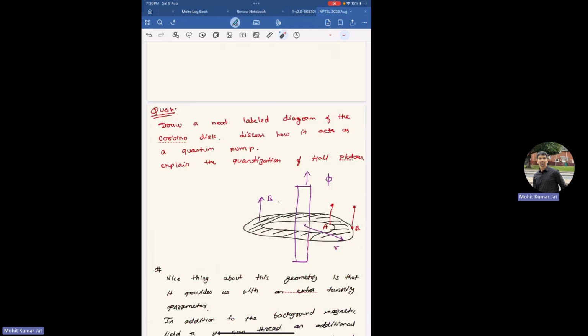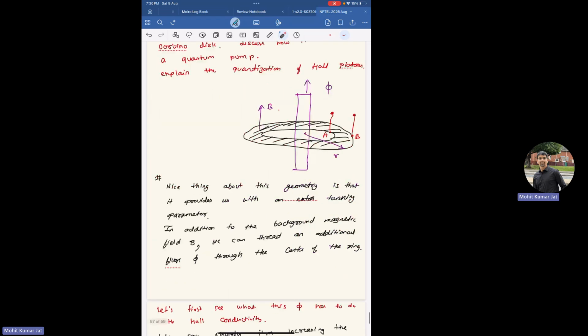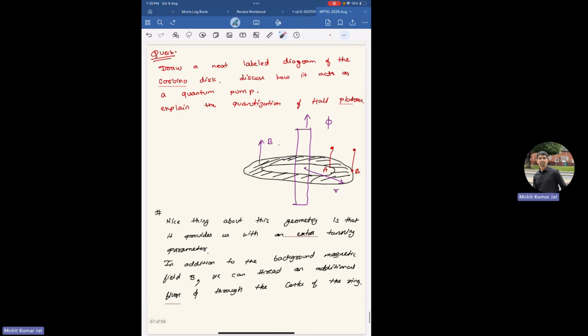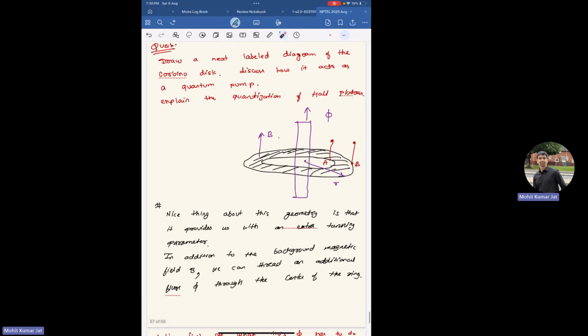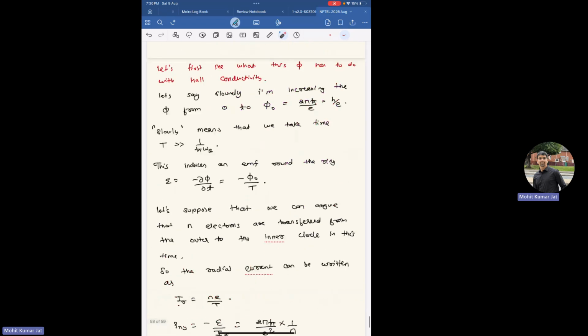Then in the last question, we first labeled the clean diagram of the Corbino disk. This is the Corbino geometry. And then we discussed how it acts as a quantum pump. Basically, it pumps carriers from the outer edge to the inner edge, or inner edge to the outer edge, depending on the chirality of the magnetic field and the charge carrier. And this explains the quantization of the Hall plateaus also.